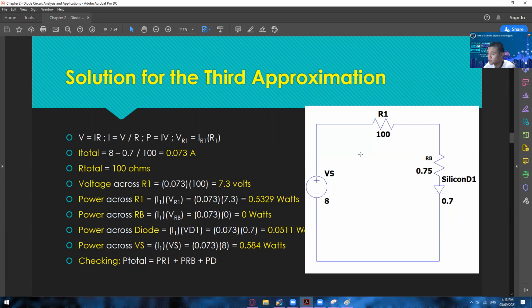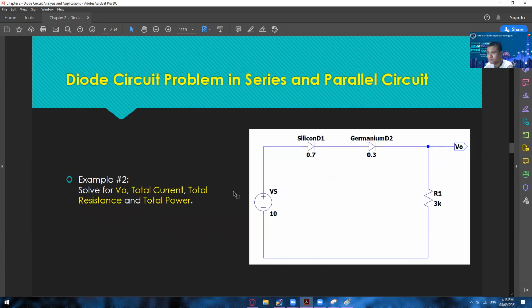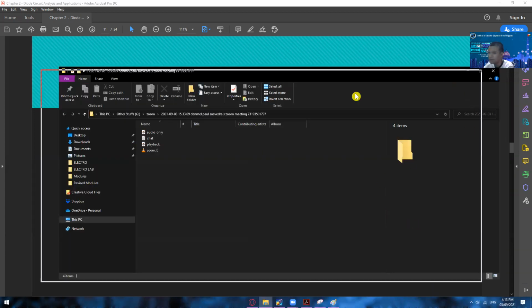So for you to have a voltage across R1, you must have a flow or a closed circuit from the voltage source to the path itself, and going back to the negative or to the ground of the voltage source. That is the only thing that I would like you to know. So if no more questions, let's now proceed to the diode circuit problem in series and parallel circuit. Let's start with the series circuit first.